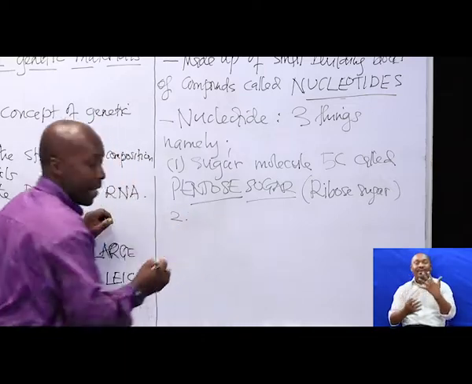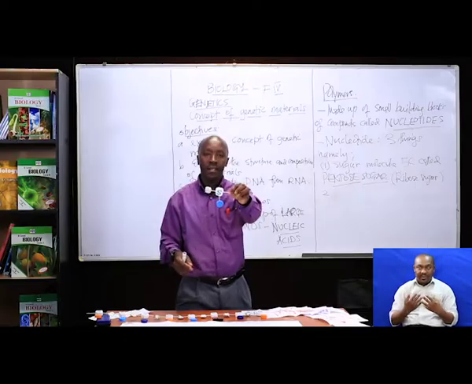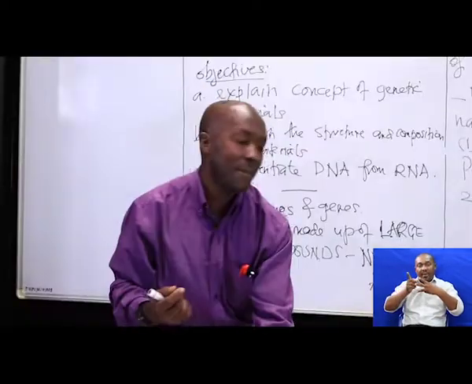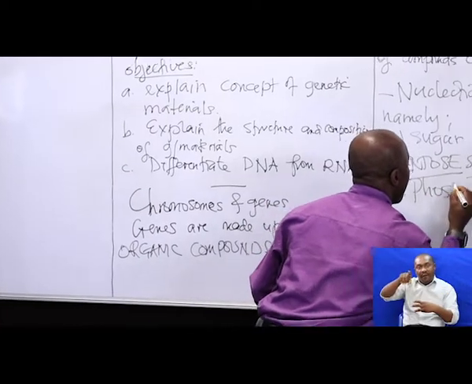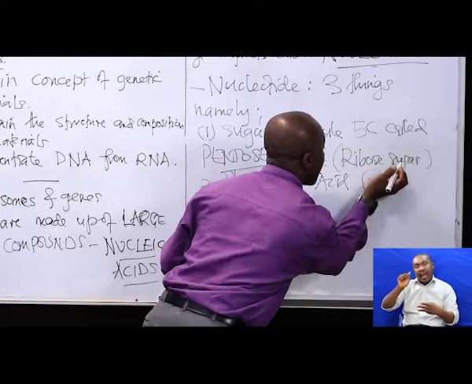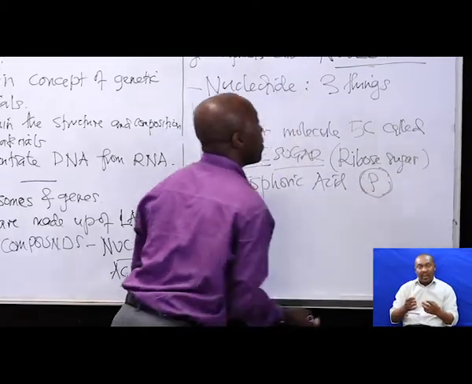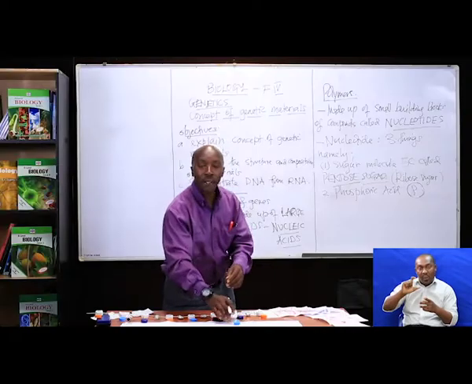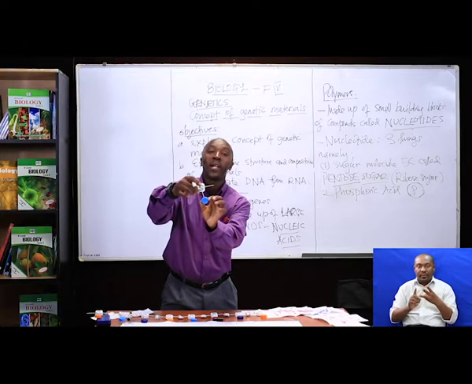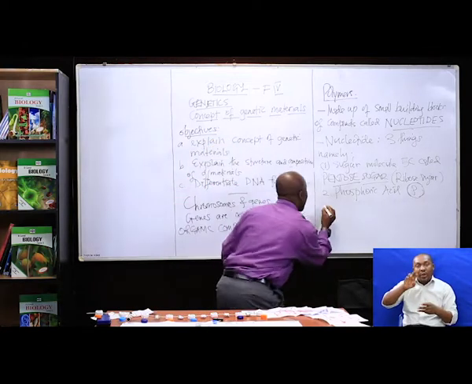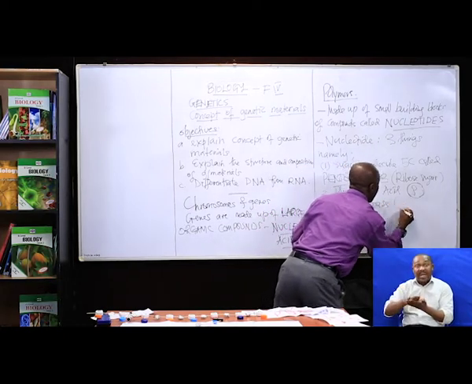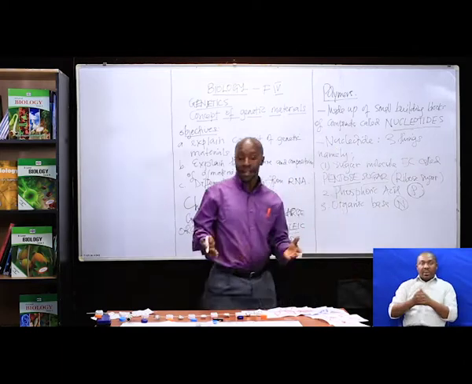Also, the nucleotide, as we saw in this structure, consists of phosphoric acid. So, phosphoric acid, and it is just represented as the capital letter P. And also, as we said earlier, there is a nitrogen base or organic base, which we can represent as N.